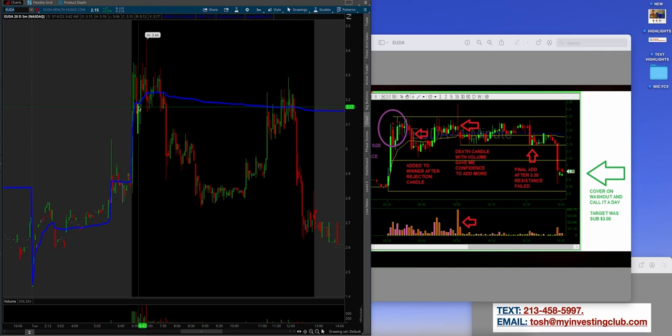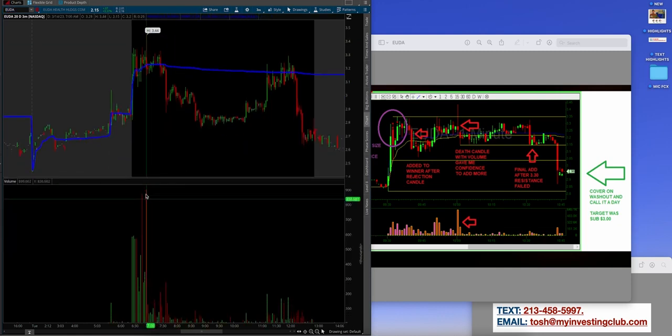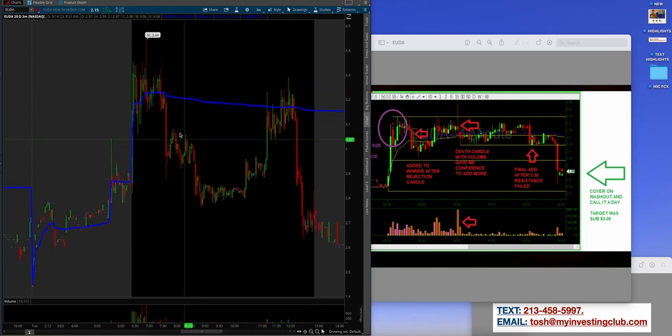So he's adding to a winner. And then here's what happened. Death candle with volume, guys. This was it. I'll expand the volume, elevated volume. Steven and I were talking about this. Once this death candle with elevated volume happened, then it was time to get in. So death candle with volume gave me confidence to add more. And then final add after 330 resistance failed and Alex covered up near that major tank.